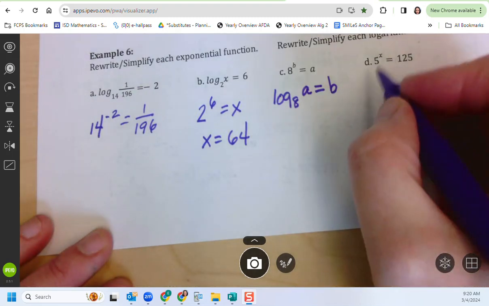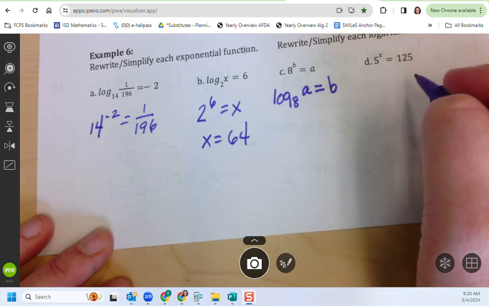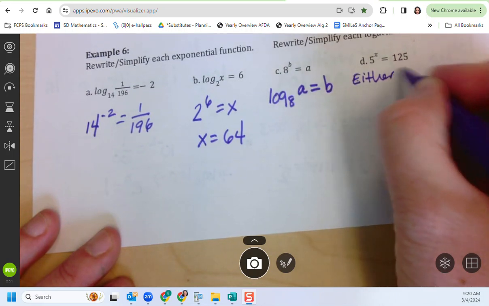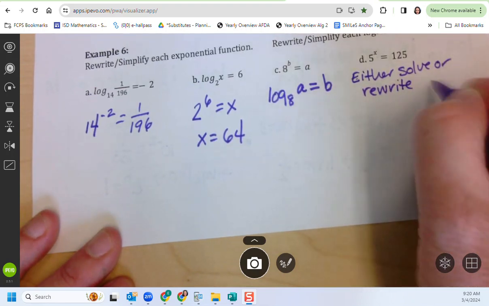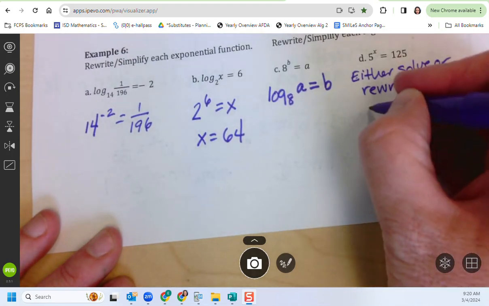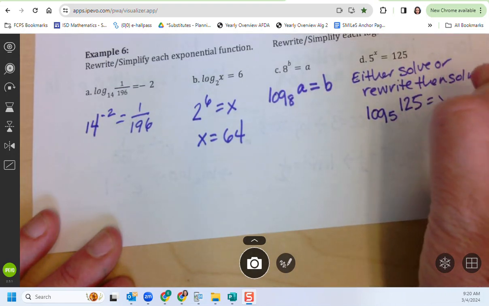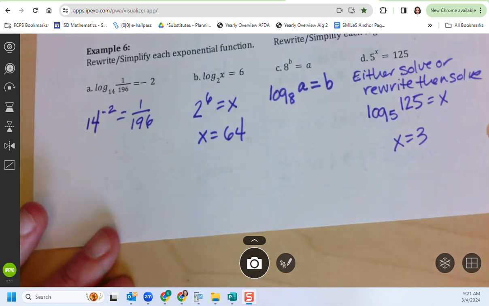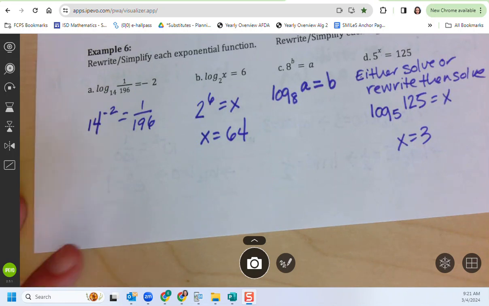And then the last one, you can solve this by taking the log of both sides, or you can rewrite it. There's 2 choices, okay? Either solve or rewrite, then solve. It's up to you. So you can solve it by taking the log of both sides, or you can rewrite it as a log. So it could be log base 5, 125 equals x. And then you can put that in your calculator and get x equals 3. You might have also known x equals 3 from the beginning, because in the beginning, you just knew the exponent of 3 would give you 125. Either one's fine.